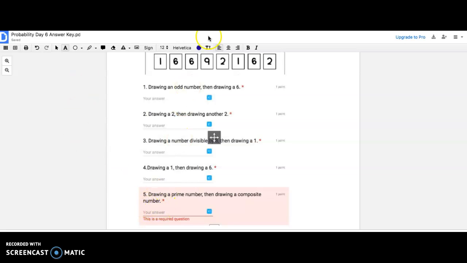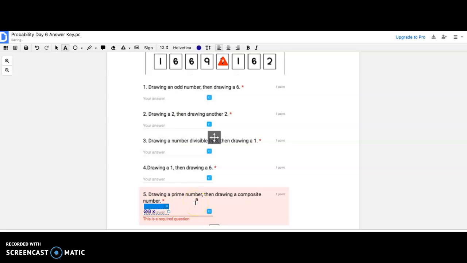So the first thing is drawing a prime number. Well, we know that the only 2 numbers in this set of 8 that are prime are these 2 2s. All right, so let's cross out one of those 2s. Essentially we have a 2 out of 8 chance of getting a prime number in our first selection.